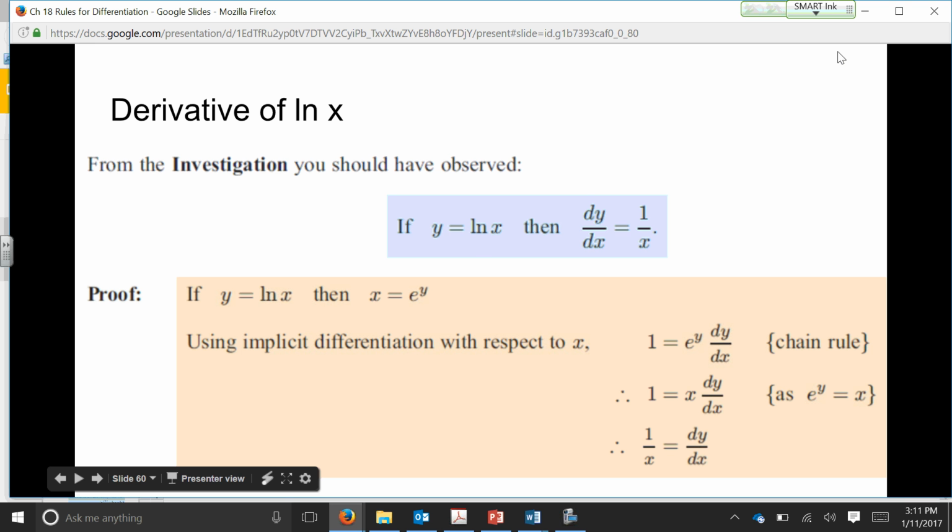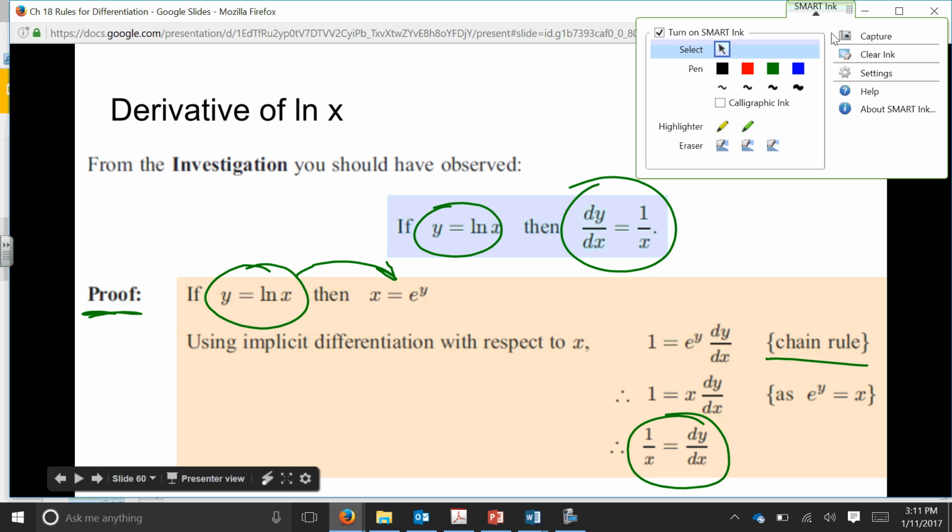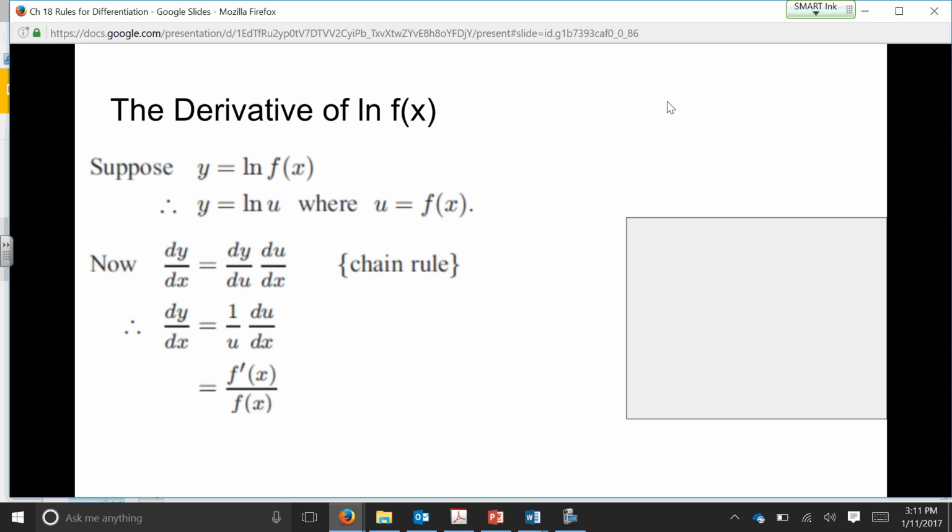and we could come in and say that if you have y equals the natural log of x, then the derivative is just 1 over x. The proof underneath here uses the function we referred to, but converting it to exponential form. And then through an application of the chain rule, you can see that you end up getting that 1 over x. So that is the general function for the natural log of x. Its derivative is 1 over x.